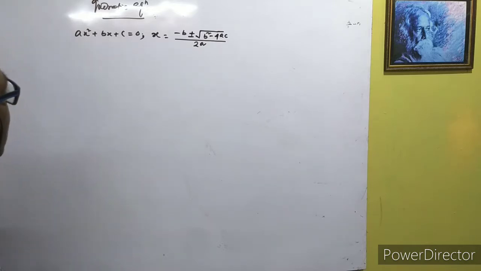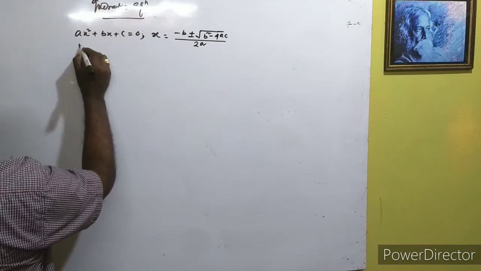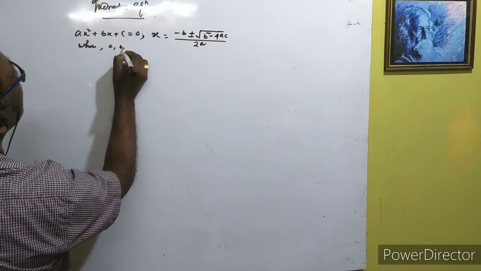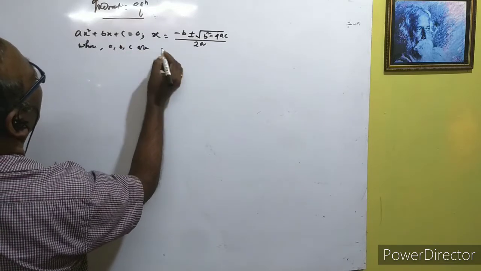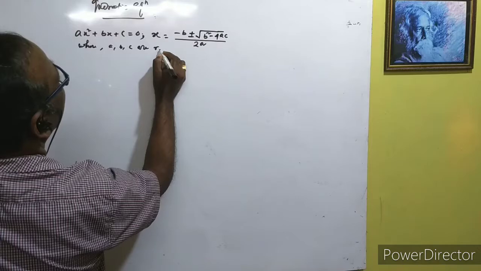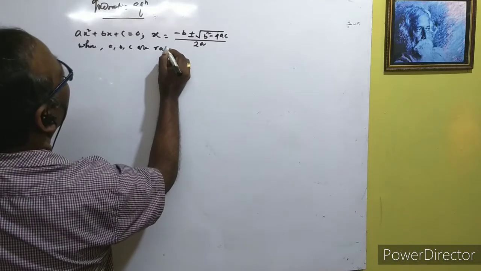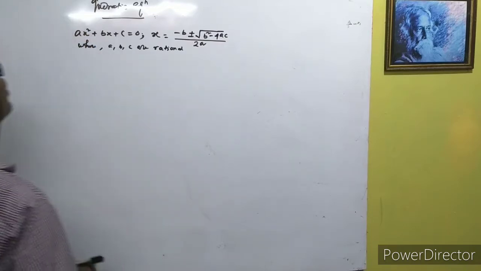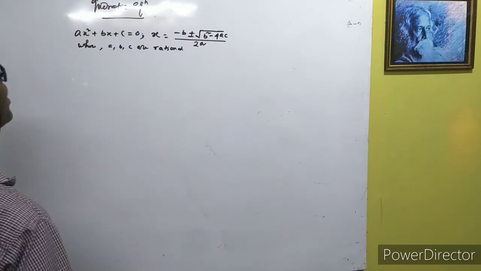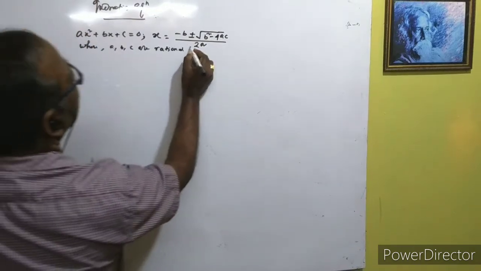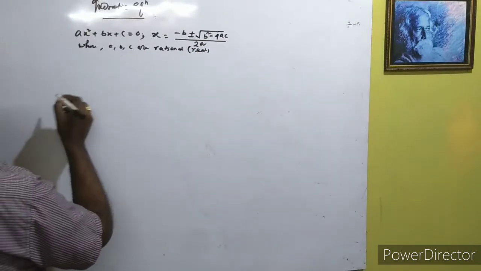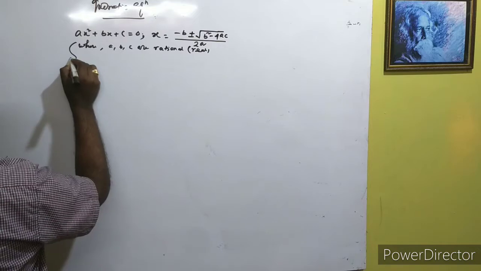Now, where a, b, c are rational. Where a, b, c are called rational. Okay, now see the formula.